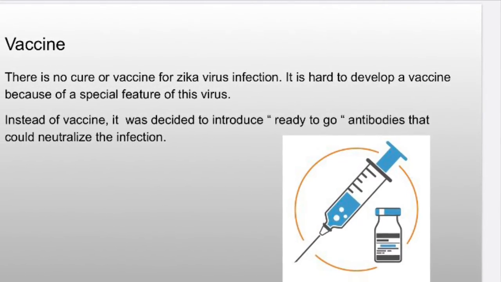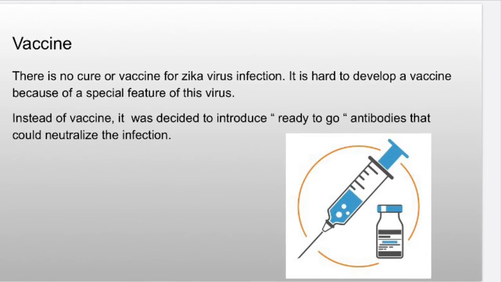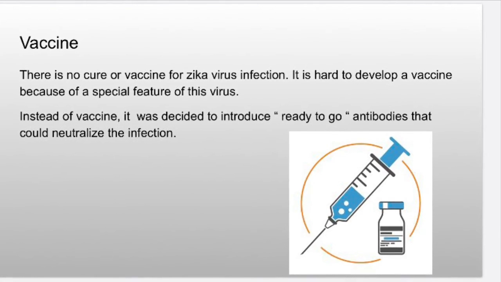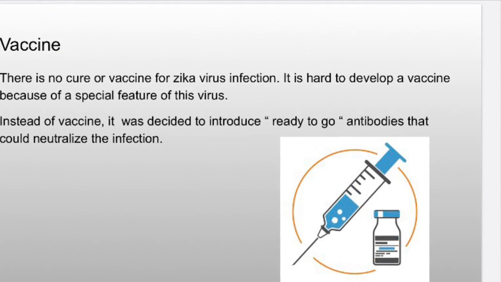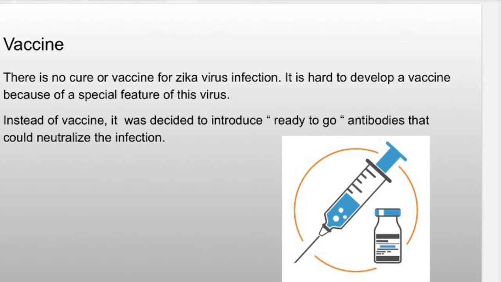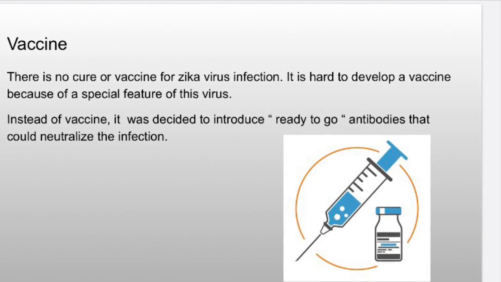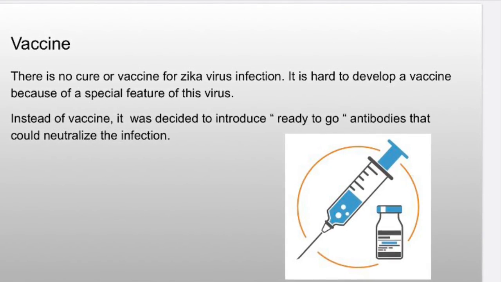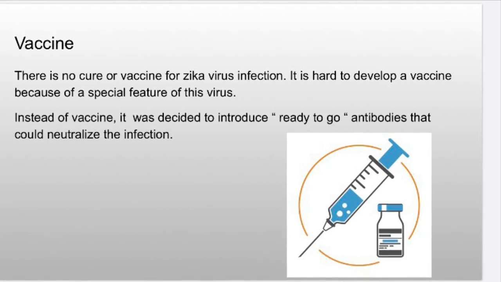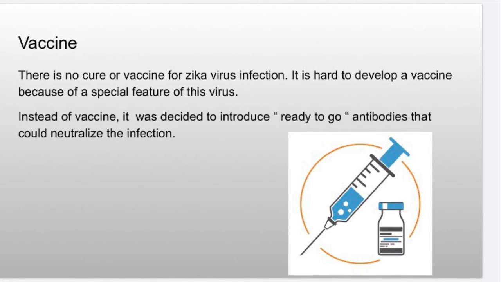There is no cure or vaccine for Zika virus infection. It is hard to develop a vaccine because of a special feature of this virus. Instead of a vaccine, some scientists decided to introduce ready-to-go antibodies that could neutralize the infection.